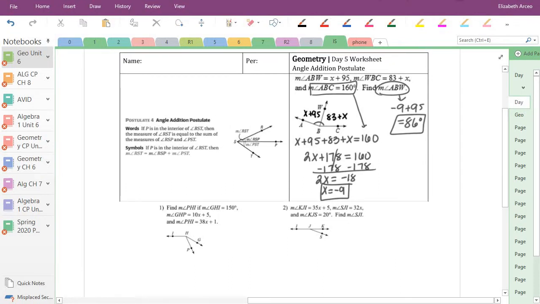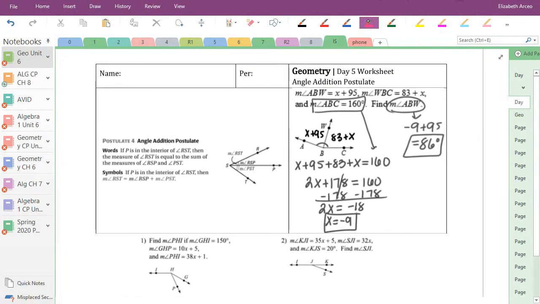Okay, so if you look at the example here that's written on your packet already, they give you a bunch of angles and they give you measurements. The best thing to do here is, as you can see, I labeled what was given to us depending on what part they give you. So for example, angle ABW is this angle right here, and that's equal to x plus 95.